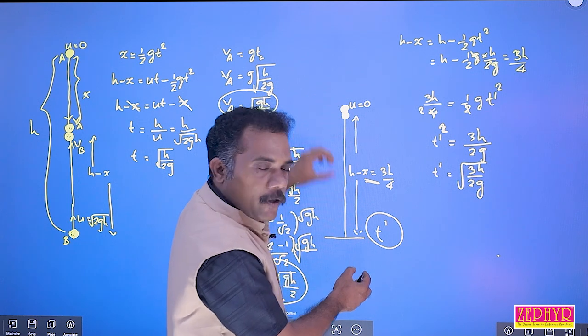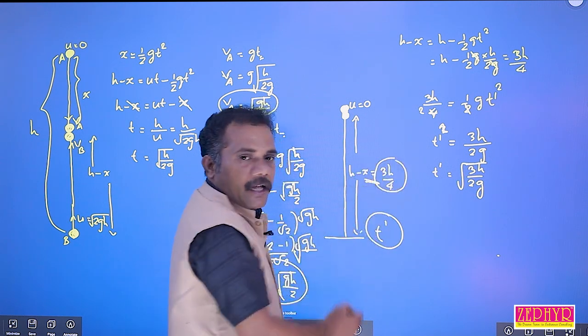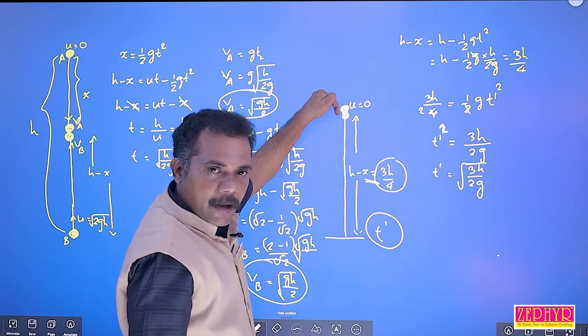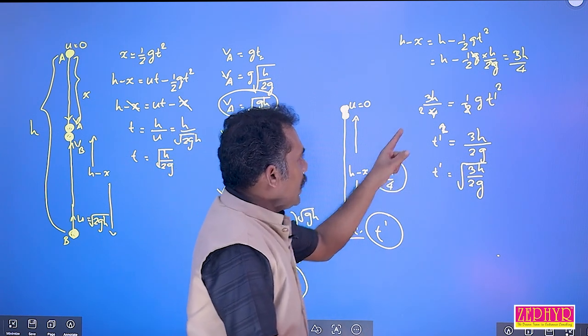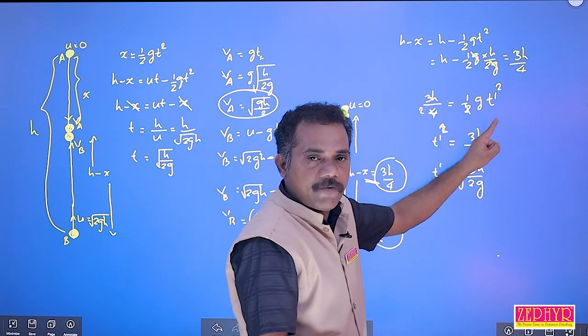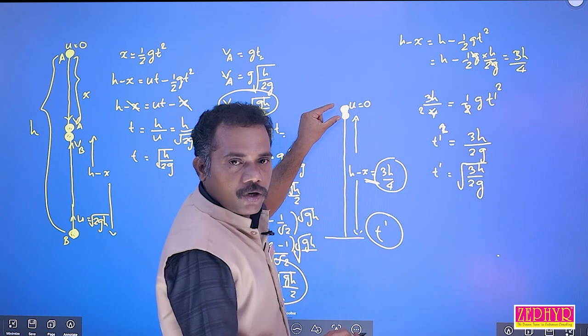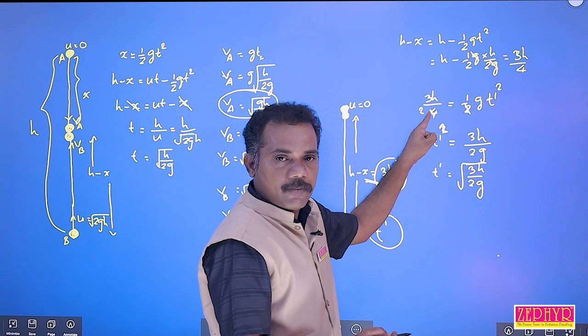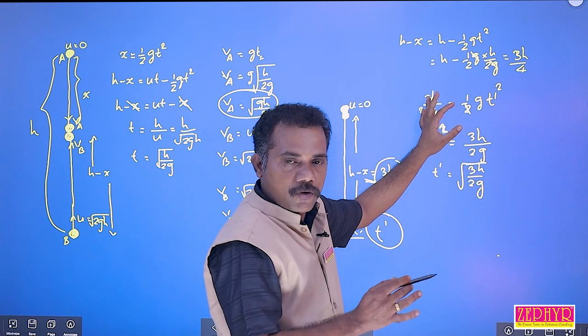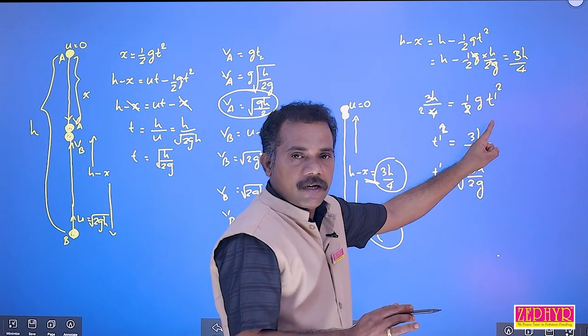The combined mass falls from height 3h by 4, and let the time taken by the combined mass to reach the ground be t dash. So again I am applying s equal to ut plus half at square. For the combined mass, u is 0, and it comes from height 3h by 4, so s is 3h by 4. The ut term cancels, so it is half g t dash square.